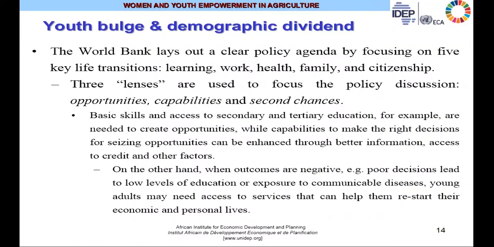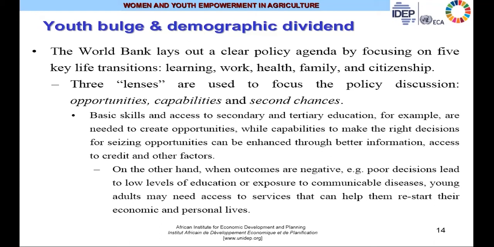1, learning. We have to improve on learning. 2, work. We have to improve on the working conditions. 3, health. We have to improve on the health conditions. 4, family. Policy has to address intra-family relationships and welfare. And 5, citizenship. And citizenship, in terms of acceptance, freedom of expression, and general welfare of belonging by the citizens, will reduce political strife and civil conflicts.